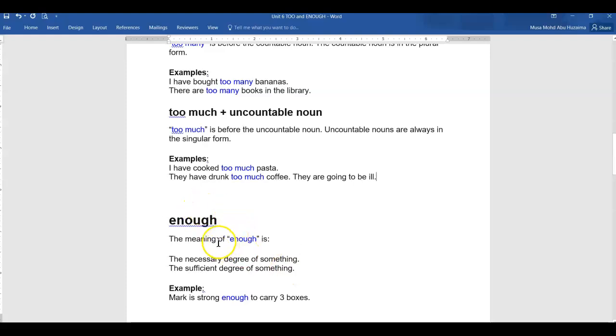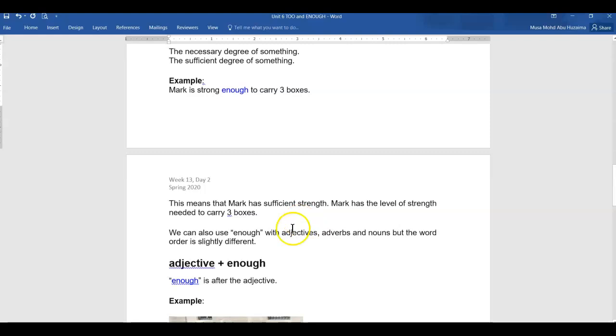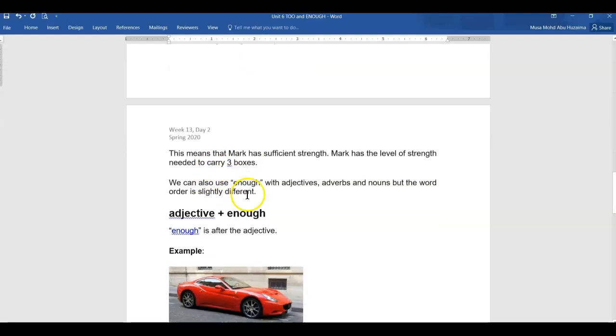Enough. The meaning of enough is the necessary degree of something, the sufficient degree of something. Enough means sufficient, the right amount, okay? The necessary degree of something. Example, Mark is strong enough to carry 3 boxes. Mark is strong enough to carry 3 boxes. This means that Mark has sufficient strength. Mark has the level of strength needed to carry 3 boxes.